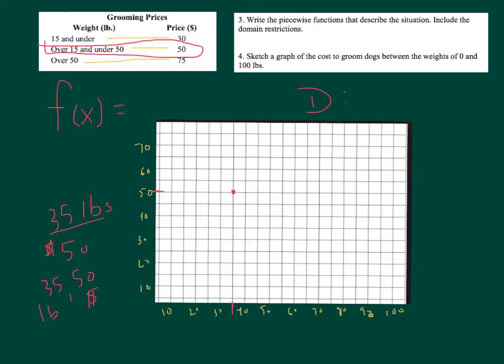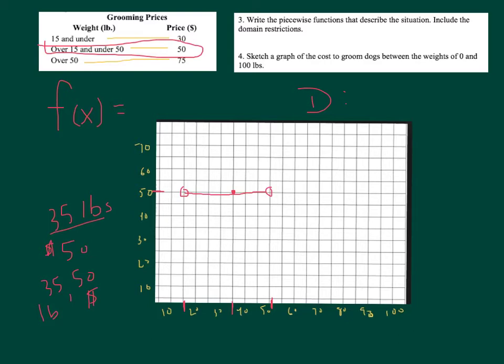If I look at the lightest dog in that category, it's just over 15. So here's the over 15, and I'm going to go up to the top. 15 is not included, so I'm going to put an open circle, and this is going to go over 15 all the way to under 50. So when I get to 50, I'm here, and under 50 is an open circle, and I'm going to connect it. That's the picture. What's the function look like?